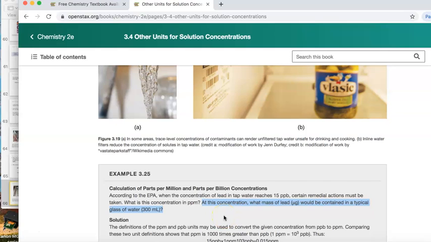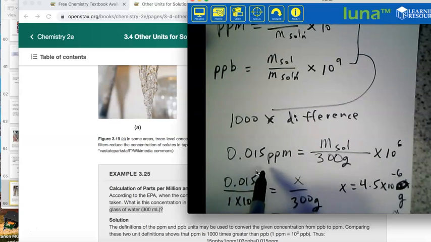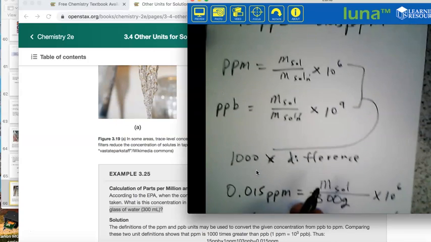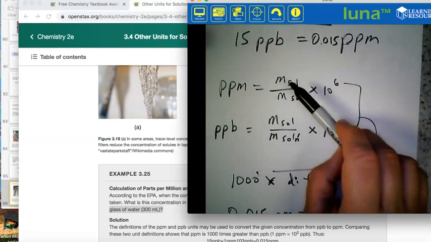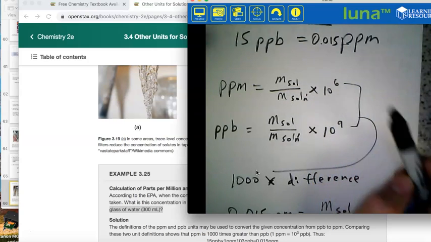At this concentration, what mass of lead would be contained in a typical glass of water? Here it says 300 milliliters, so that gives us the volume. Going back to our problem, we're dealing with a concentration of 0.015 parts per million. Let's go back to our original equation. Parts per million is equal to the mass of the solute divided by the mass of the solution times 10 to the 6th.